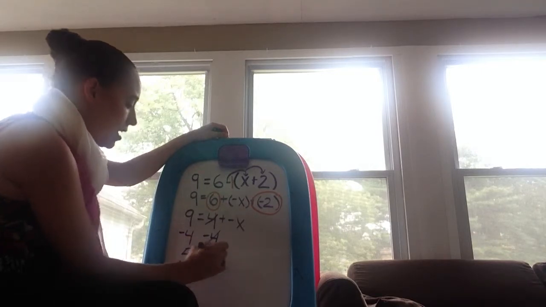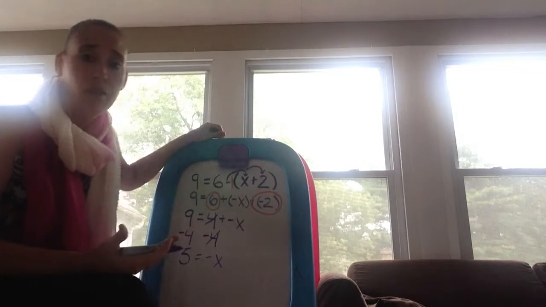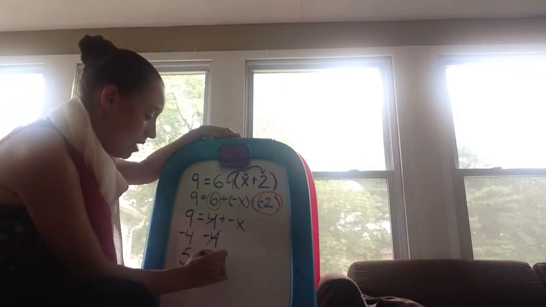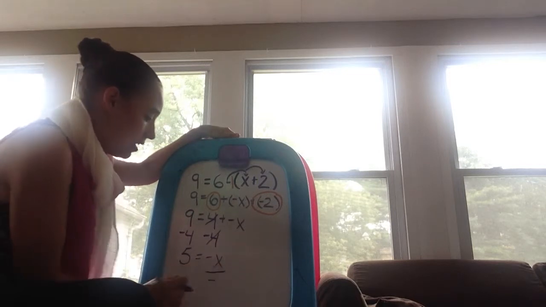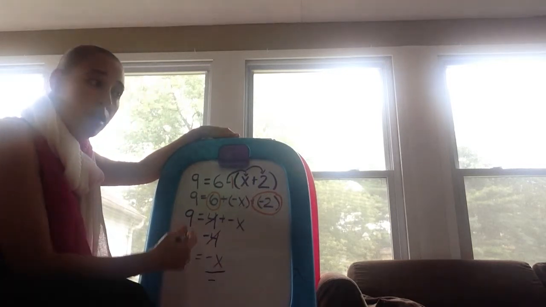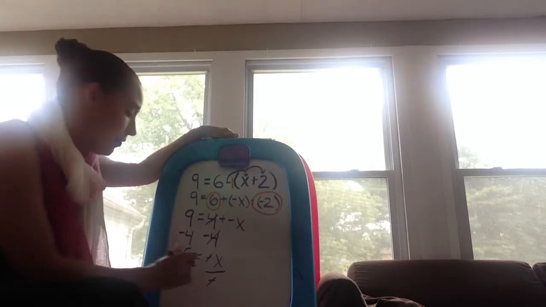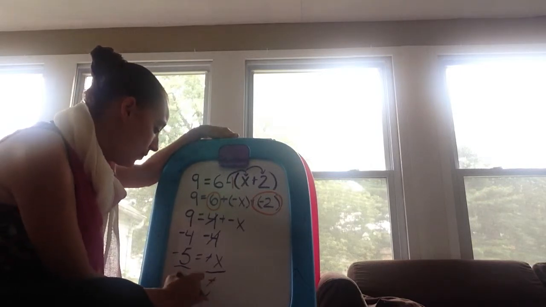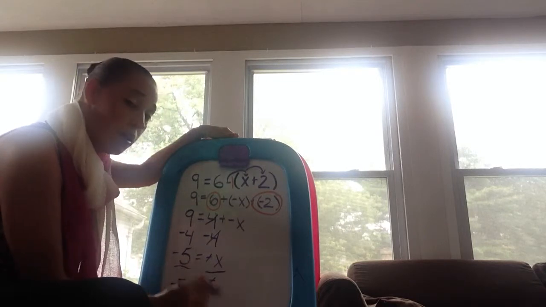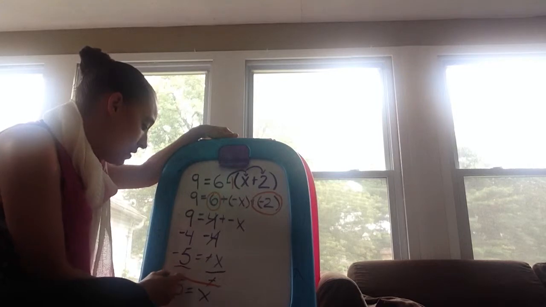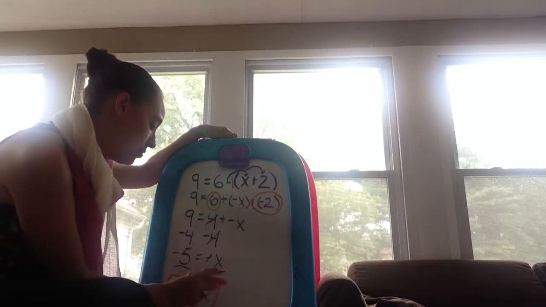5 equals negative x. But I don't want to know negative x. I want to know what positive x is. So now, to get rid of this negative and make this positive, I've got to divide by a negative. Divided by a negative gives you the positive. Divide by a negative, so that makes it a -5. So x equals -5. You always want to square off your answer, so on the test I know this is your final answer and there's no questions.